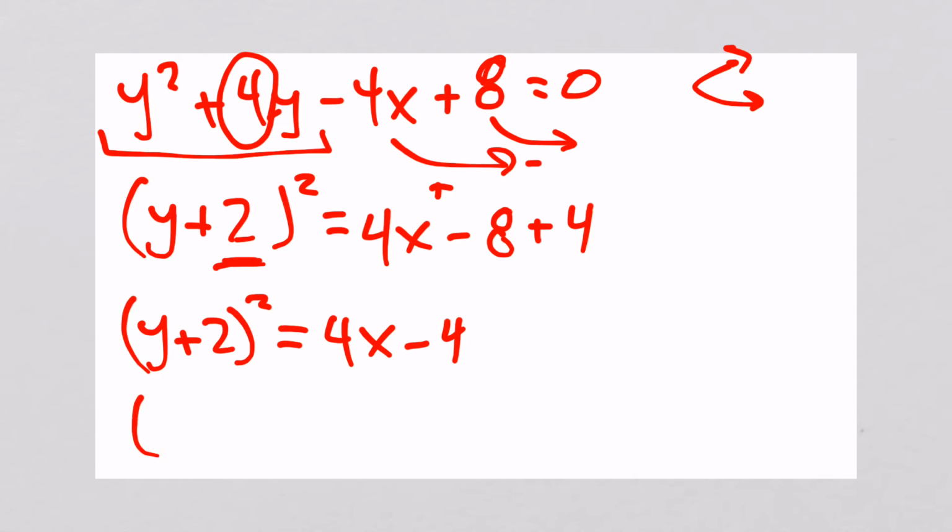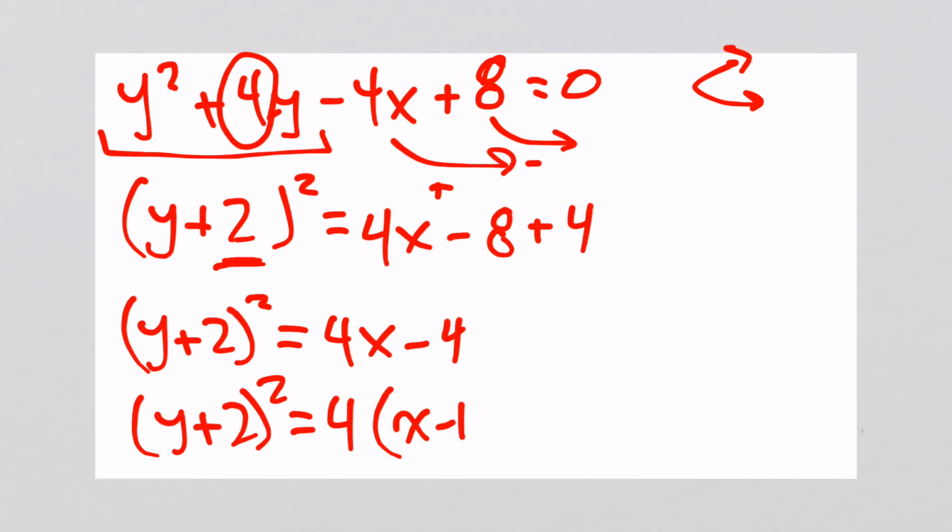One more step, let's factor that right side. y plus 2 squared equals 4 times x minus 1, factoring that 4 out. Now notice this is the form that I prefer to use. It's different than your books, but again, I think it is more useful than what your book tells you. So we have this form, and let's compare it to the general equation.